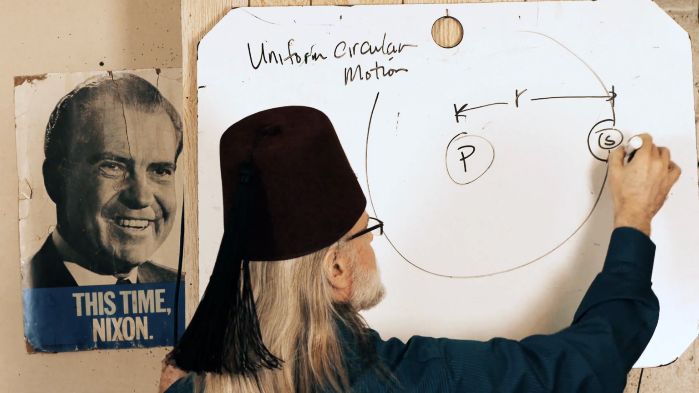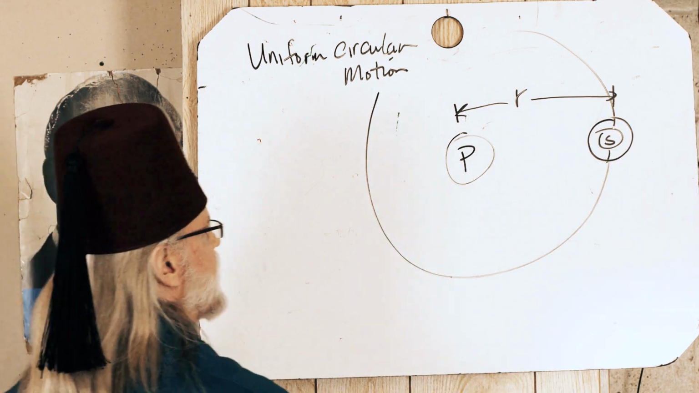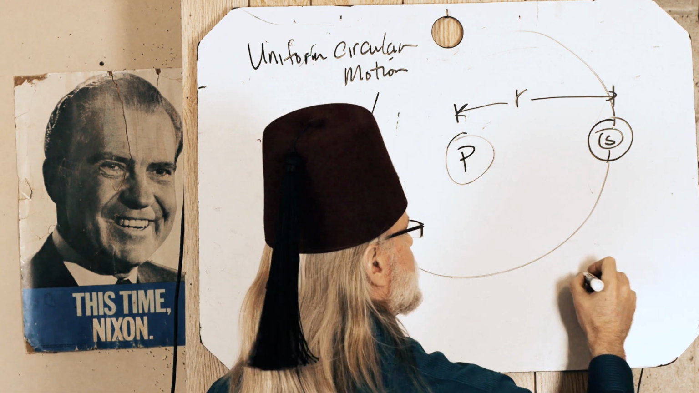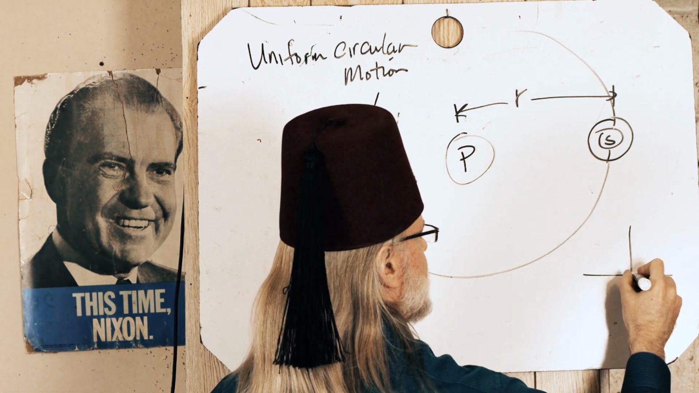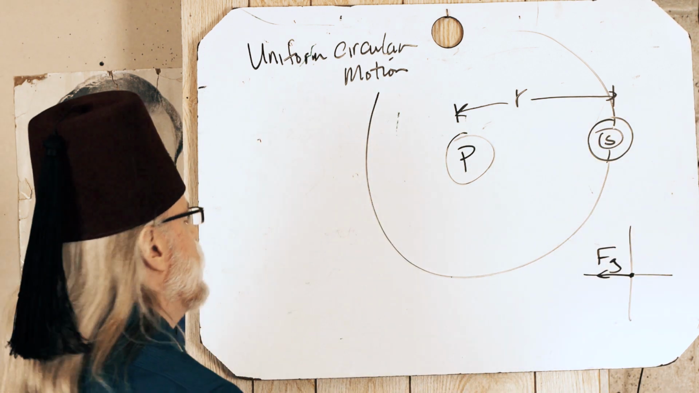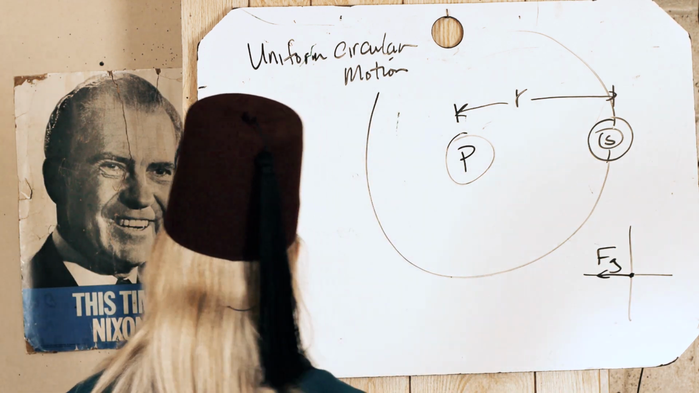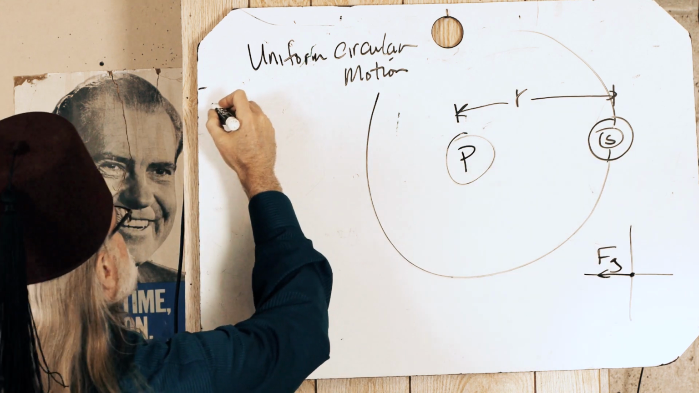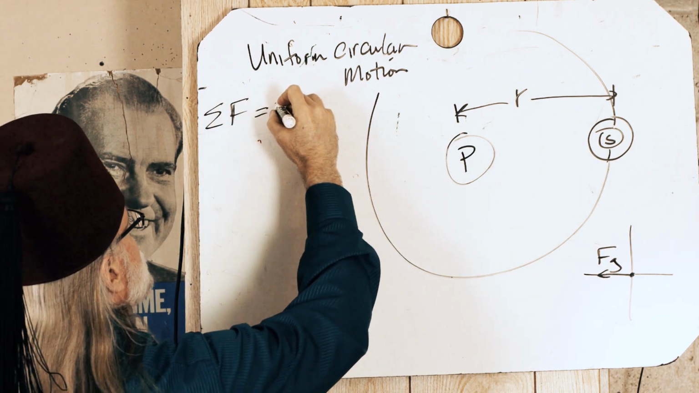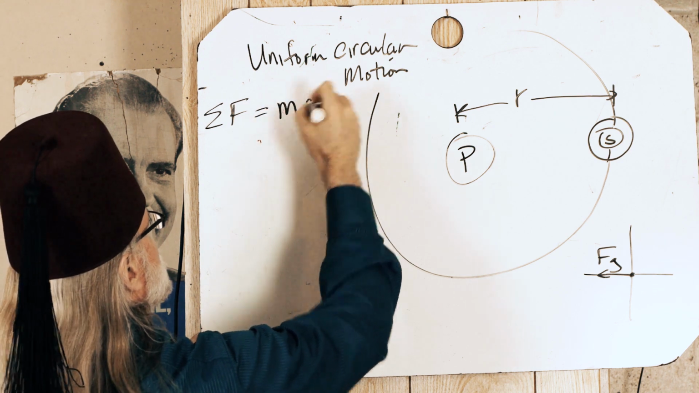I'm going to circle the object of interest. I see that there's nothing in contact with it. There are no contact forces. Of course, there is the force of gravity. Let's draw a free body diagram, and there's a force of gravity this way, and that is the only force on the object, so therefore it must be the net force. So Newton's law says the sum of the forces, the vector sum of the forces, equals mass times acceleration.